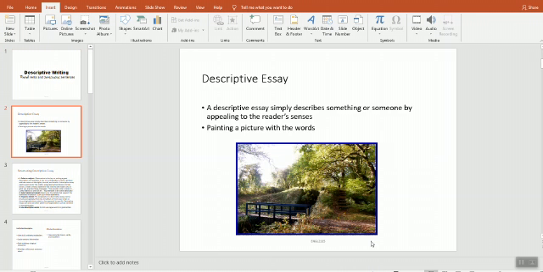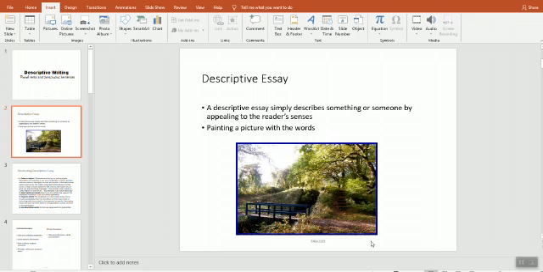So, in descriptive writing, we are actually describing something or someone. You can describe a place, a person, an event, or some experience. But you have to describe it in a way that appeals to the reader's senses. We say that in descriptive writing we paint a picture, but this time the picture is not with colors or visuals. The picture here is with words.